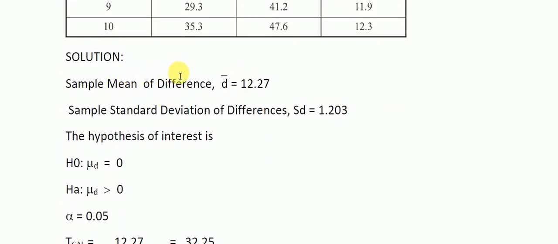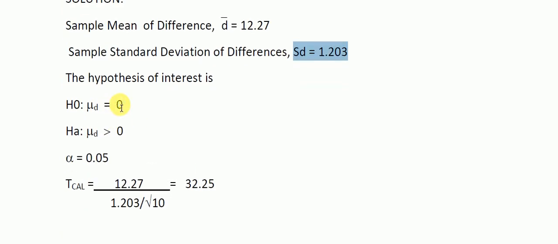So the solution over here: the sample mean of difference is 12.27, which is d bar. The sample standard deviation of differences, sd, is 1.203. It will be given in the question. The hypothesis of interest is mu d is equal to 0.